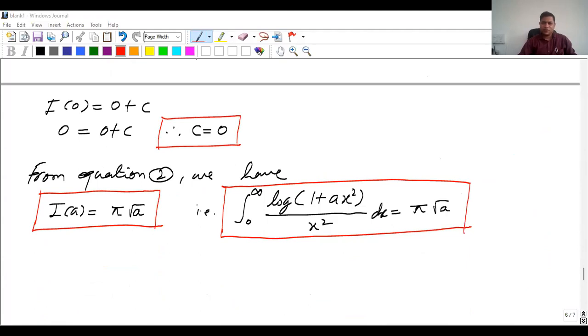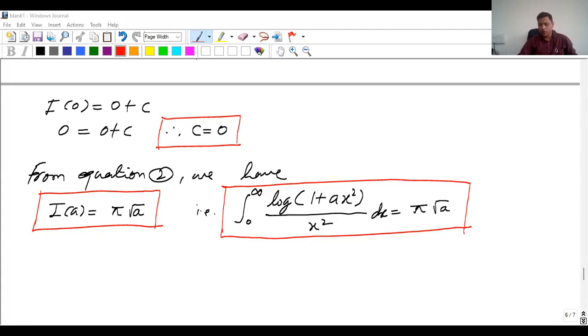Is there any doubt in this example? No, sir. Okay, so all of you got this one. Yes, sir. Okay. So easily we are able to get the value of the integral, and this is how exactly we need to use differentiation under integral sign.